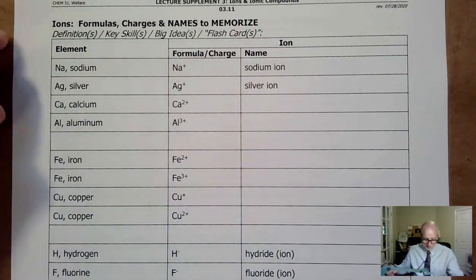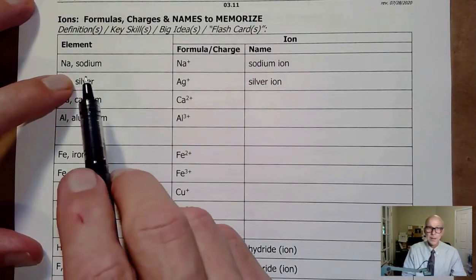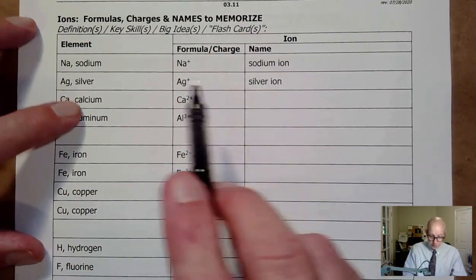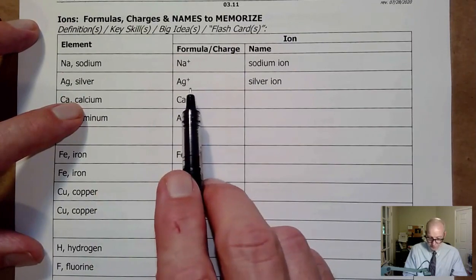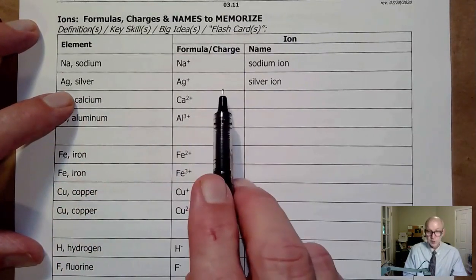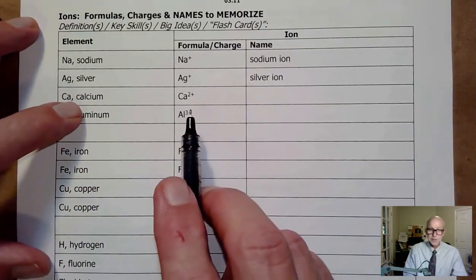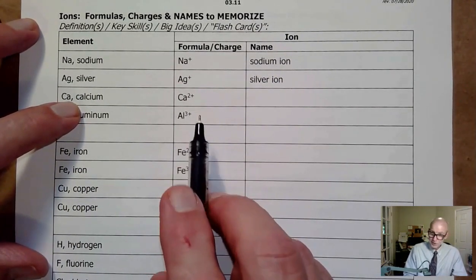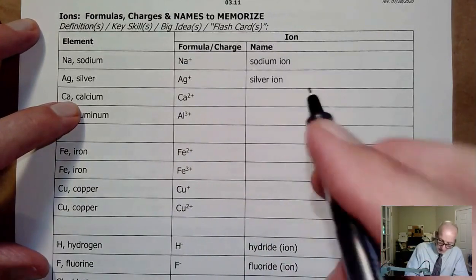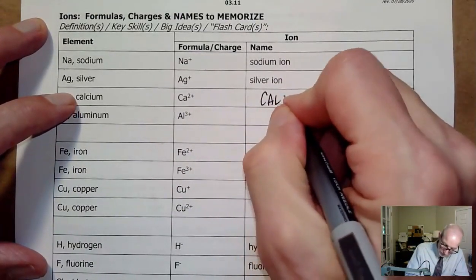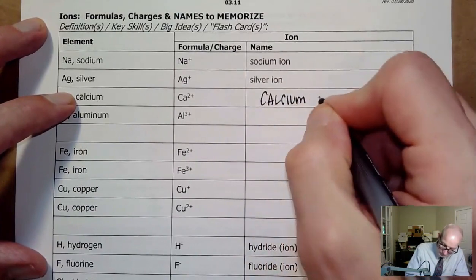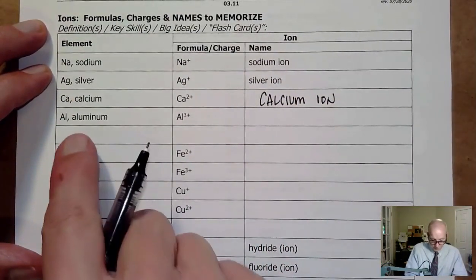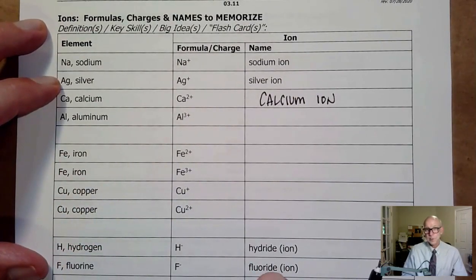So the first few metals look pretty easy. What do we call a sodium ion? We call it a sodium ion. What do we call a silver ion? Silver ion. There's silver, silver ion. What would be a good name for a calcium ion? Calcium ion. We know it's always 2 plus, because it's in that second column. Now, if we were on a roll here, what would be a good name for an aluminum ion?